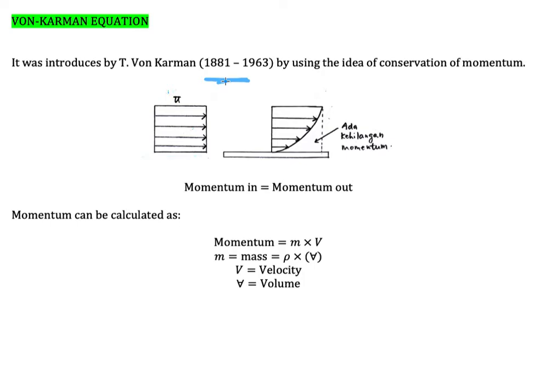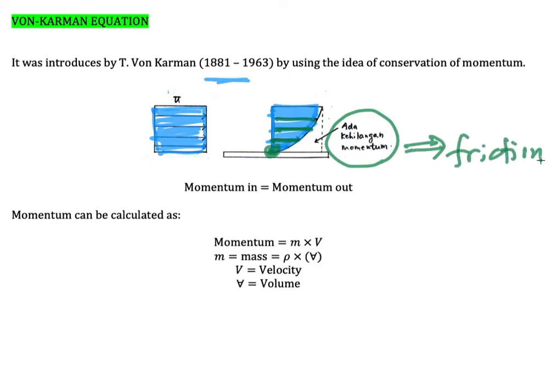It was introduced by von Karman around these years by using the idea of conservation of momentum. So the idea is very simple. We know that the flow here will give us momentum. However, after the fluid flows on the surface, because of the no slip condition, because of the resistance here, the velocity distribution occurs, the velocity varies like this, and then we found that there is a momentum deficit here. I mean the losses of momentum occur. The simple reason is that there is friction due to the shear stress. So we could relate the idea of momentum with the idea of shear stress.